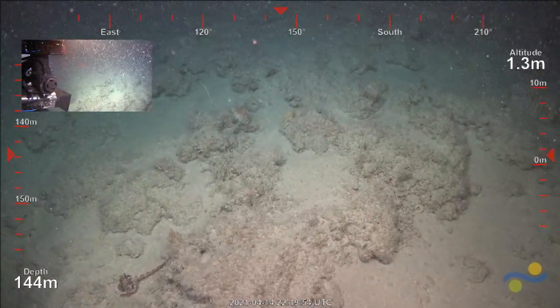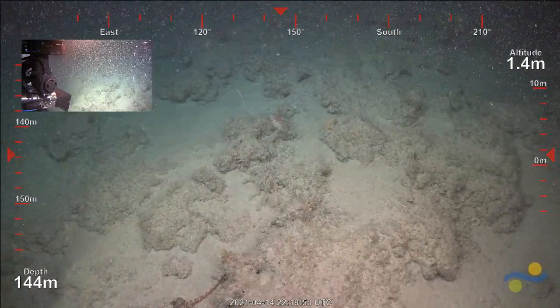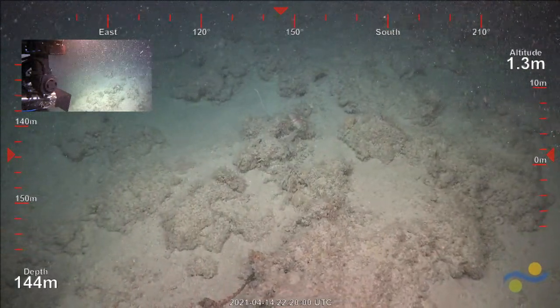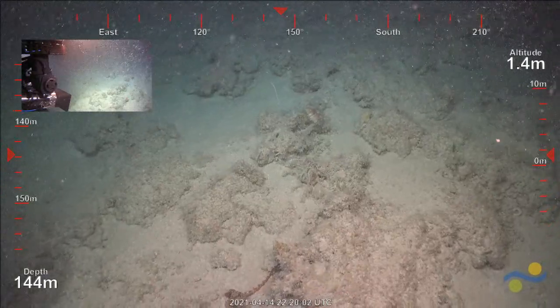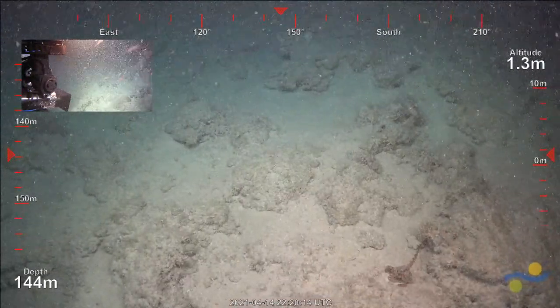Ooh, octopus below us. Very neat. Almost didn't see him because I was distracted by what I think is an urchin.